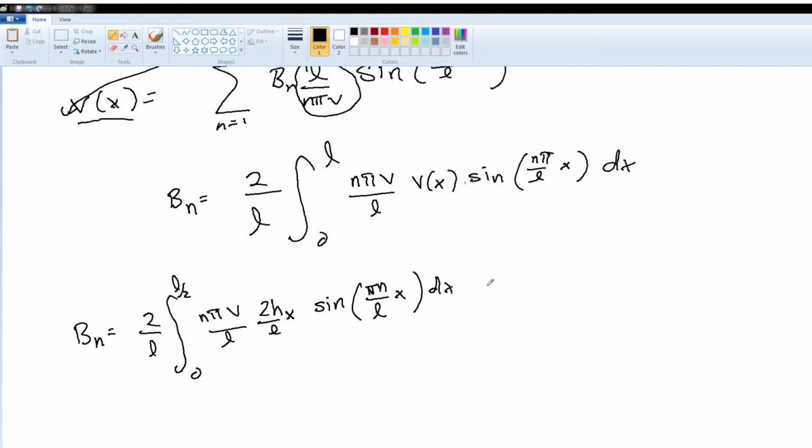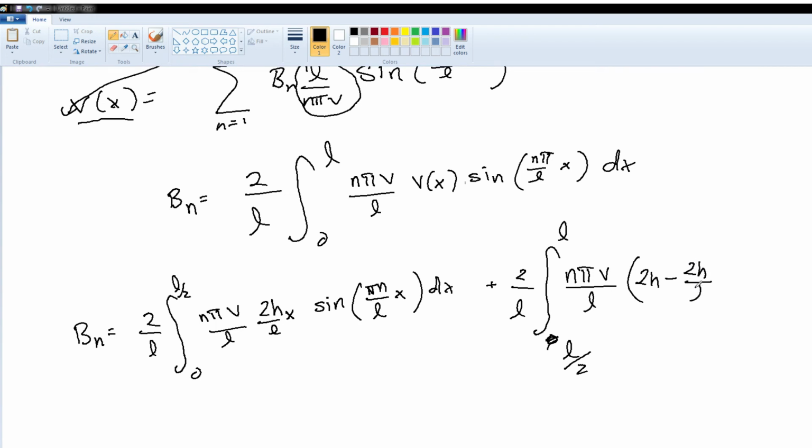And then we would have to do another integral. I'm sure I could take advantage of some symmetries or anti-symmetries. Unfortunately, it's two integrals because it's a piecewise function, this v of x. So we would have to evaluate both of these integrals.